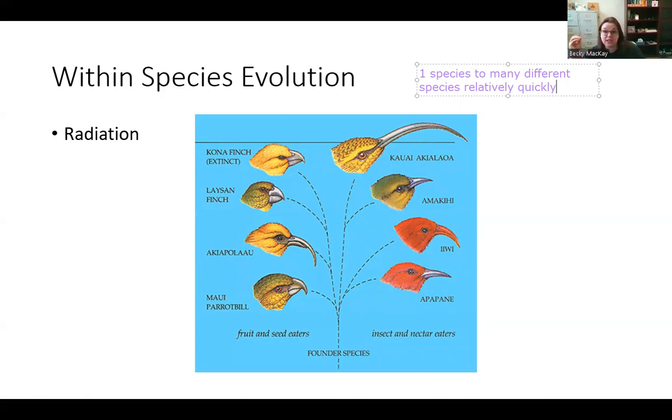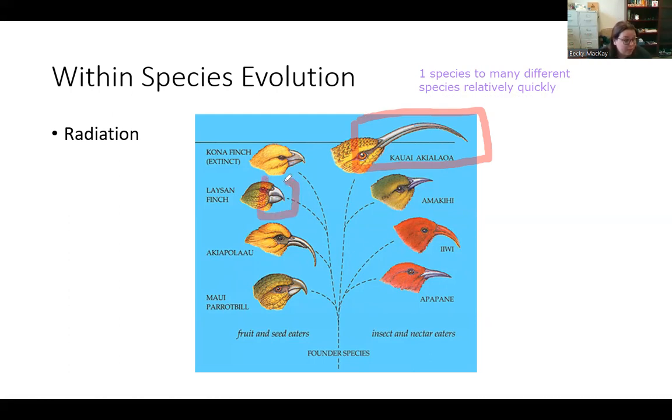There was a couple of birds that flew over to the islands. And from those founder species, which we talked about founder species last time, that's when you're the first of your species, evolution happened, and there became lots and lots of different species that, again, occupied really different niches. And you can tell that by their beak shape, just like we talked about with Darwin's finches. This bird with this really long skinny beak actually eats flowers that have really long throats. It's kind of like occupies the niche of a hummingbird.